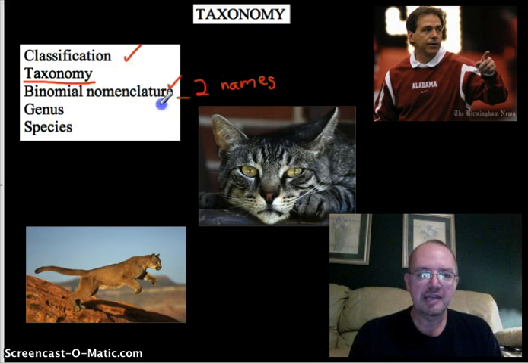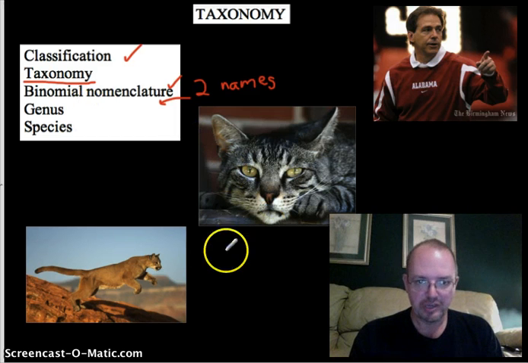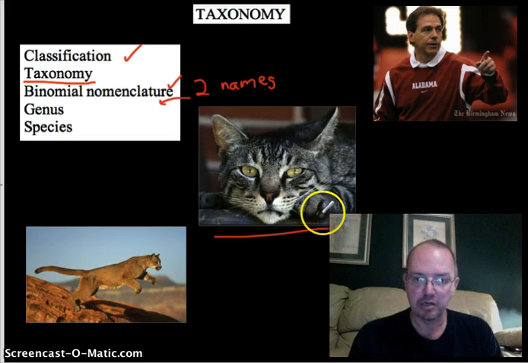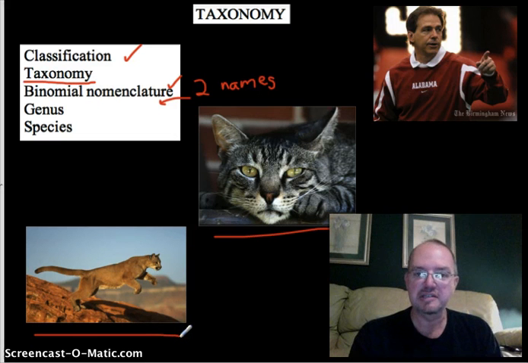In those two names, one of the names is the genus of the organism and one of the names is the species of the organism. For example, the genus shares characteristics. Here we have a cat that has sharp retractable claws, and here we have a cat that has sharp retractable claws, but they're not the same species. They happen to be just the same genus, and they happen to be of the genus, it's all in Latin, Felis.